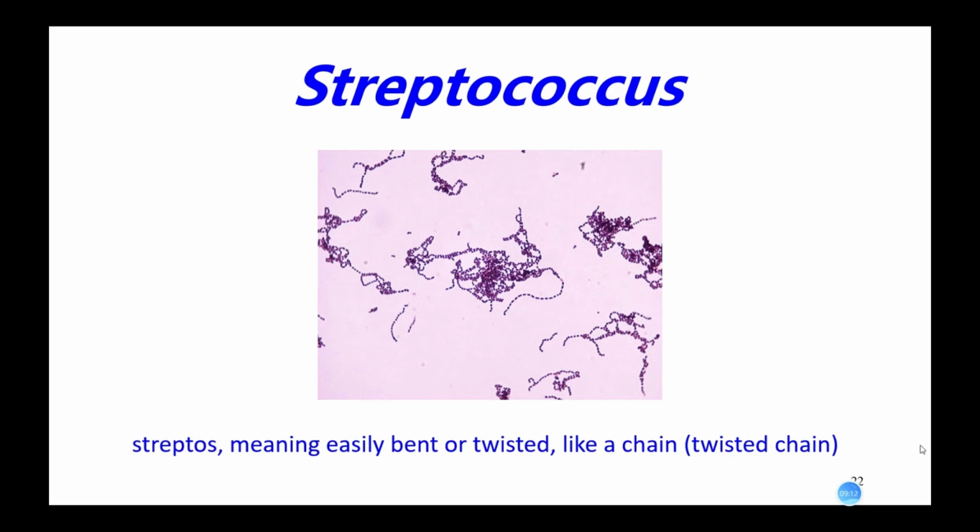Okay, the second gram-positive bacteria we want to introduce is the Streptococcus. In this word, strepto means easily bent or twisted, like a chain. So it's like here. This is a real gram-stained picture of Streptococcus. You can see they are grouping in a chain, and they are gram-positive. So this is Streptococcus.